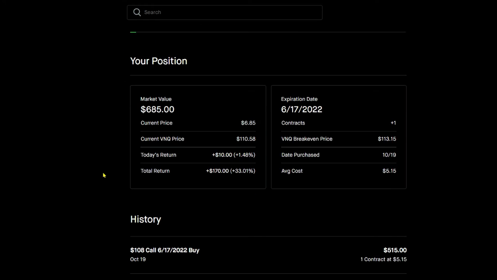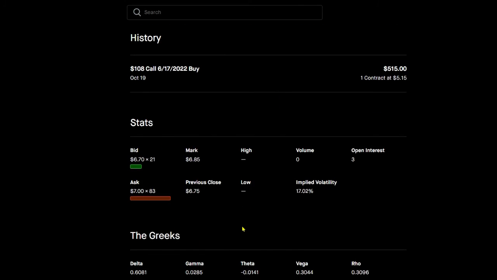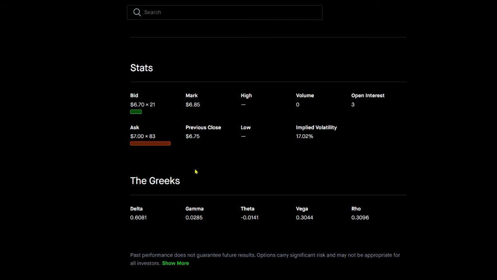And for this option, my expiration date is June 17, 2022. So I basically have a long time to go with this option. And here, let's go straight to the Greeks. The first one in our list was the delta.